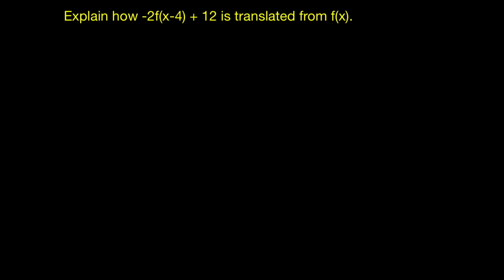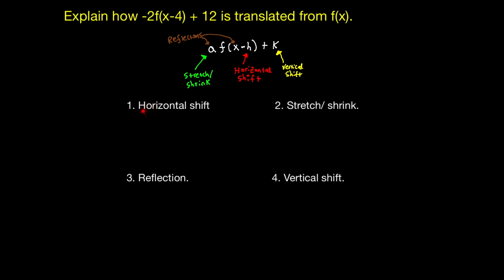Explain how negative 2 f of x minus 4 plus 12 is translated from f of x. If I look at the general form, I can see what each shift does individually. Now I'm going to record this by putting it and explaining it in this order. So let's begin by looking at the horizontal shift. And for that, I'm going to have to turn my attention to the h value.